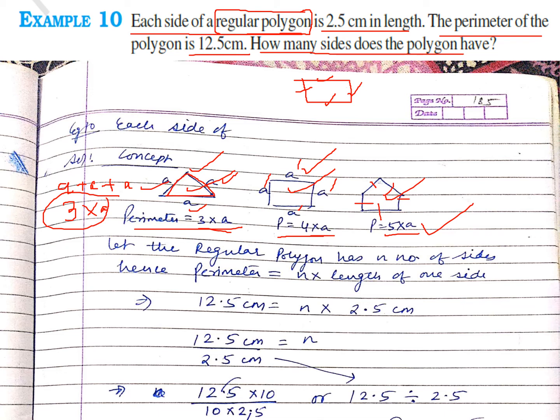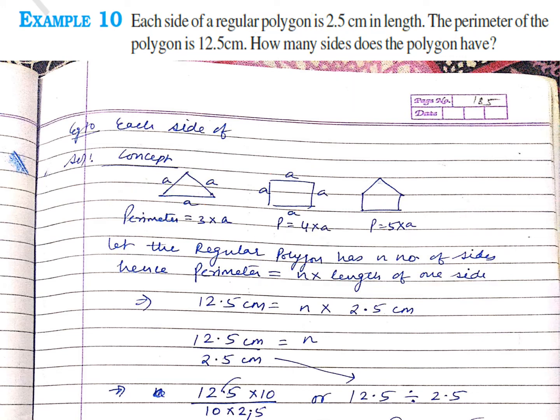So let's see. We will assume the regular polygon has n number of sides. So we can say the perimeter is equal to n into the length of one side. From these three, I have come to this conclusion: as there are n number of sides in the polygon, the perimeter will be n into the length of one side. Simple. Now put the values one by one.